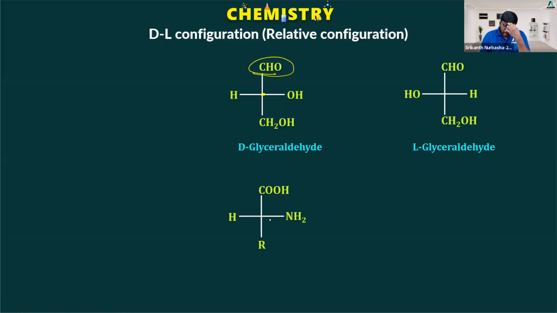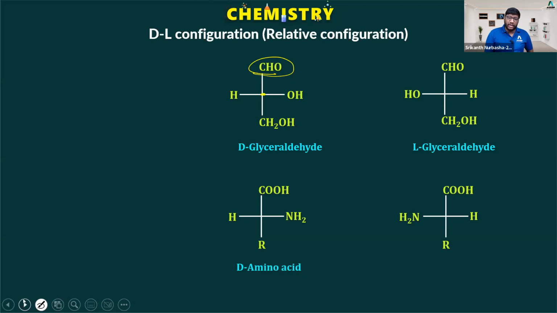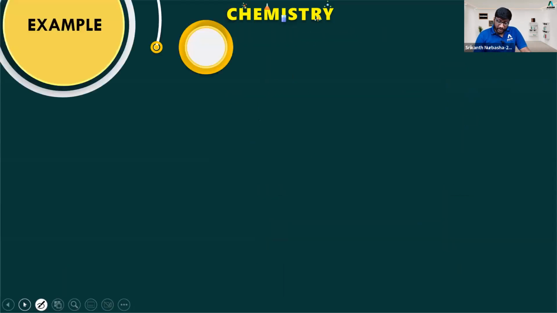What is this? R-CH(NH2)-COOH. This is the general molecular formula for amino acids, if you remember. With NH2 on the right hand side, it is a D amino acid. And if NH2 is on the left hand side, it is going to be an L amino acid. So that is how you have to assign D or L configuration. Capital D, capital L refers to the configuration, the relative configuration. Small d, small l gives an idea regarding the optical rotation, not the configuration.